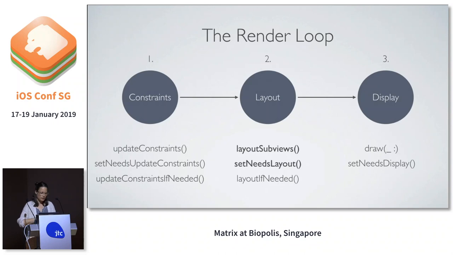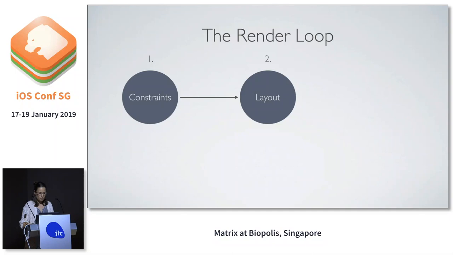And so talking about the other side of this process, there is a render loop, and the render loop is the thing that's running potentially up to 120 times a second. So it's something that runs many, many times. And it is what is making sure that the user always sees the up-to-date layout and the up-to-date content. And so the three phases of this render loop are, first, constraints. And then once the constraints are resolved, they get into the layout. And then once we get a final layout, we can actually draw the content on screen.